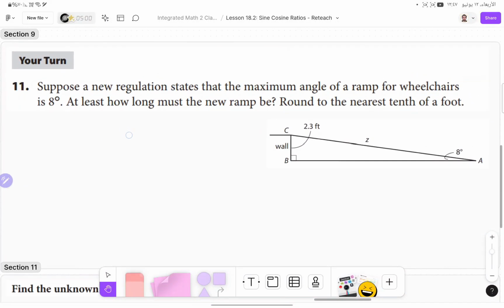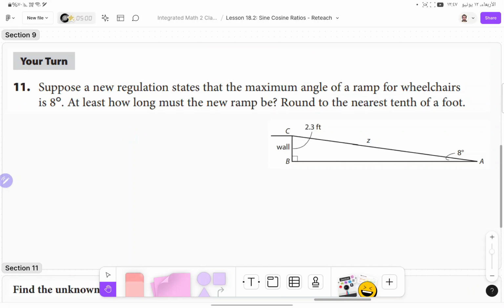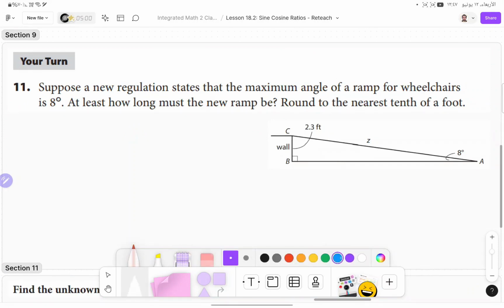Here is your turn. Try to solve this one by yourself, but let me help you solve it because I want to give you another example to make sure that you understand. Now, suppose a new regulation states the maximum angle of a ramp for a wheelchair is 8. So the angle here is given as 8. At least how long must the new ramp be? Round to the nearest tenth of a foot. Now he gives me this side here, the wall, which is 2.3, and he needs me to find z.